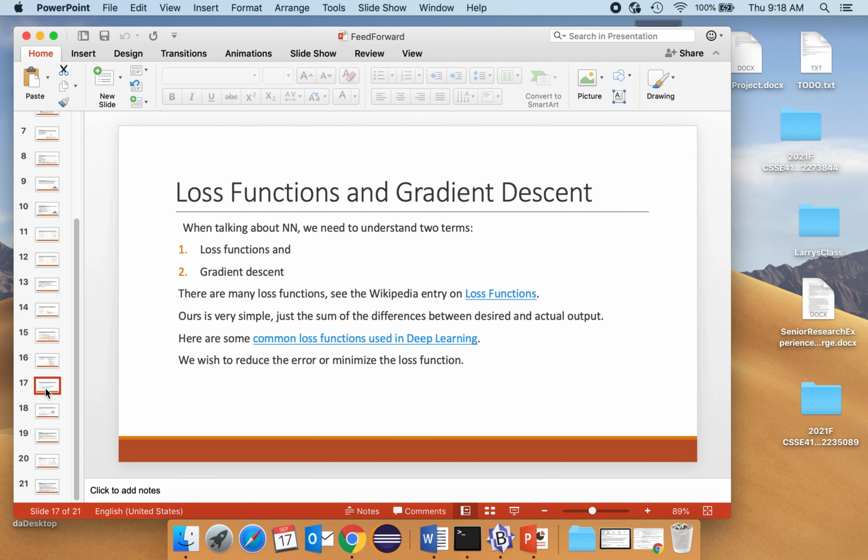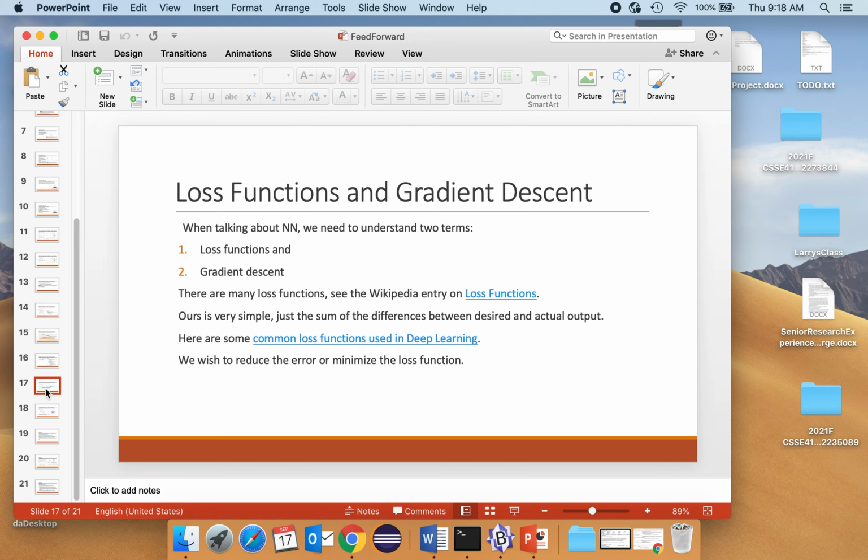There are two concepts that you hear a lot when we talk about neural network training. One of them is the loss function, and the other one is gradient descent. There are many different loss functions, and you'll probably explore several of them, or we certainly will do that as part of looking at more complex neural network architectures. For right now, our loss function is simply the sum of the differences between the desired and actual output.